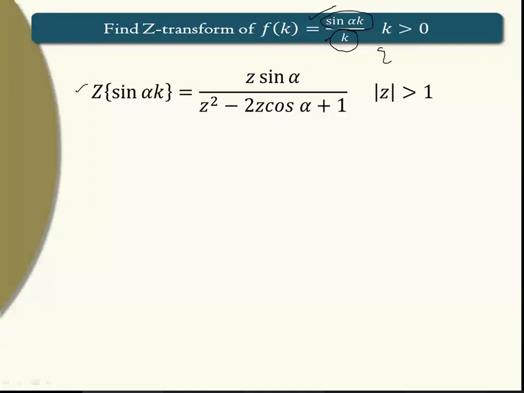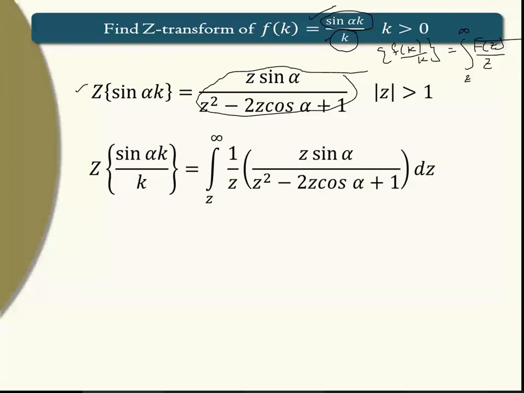If you want to find the z transform of f of k divided by k, then z transform of that is integration of f of z divided by z, from z to infinity. So whatever z transform of the function we have, divide it by z and take its integration. That is how we use division by k property.